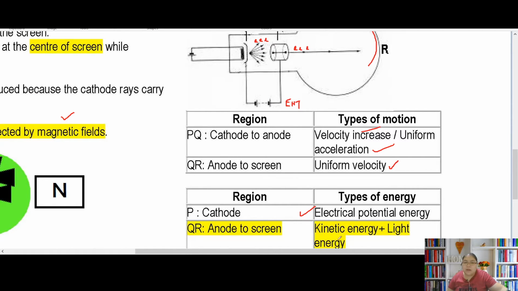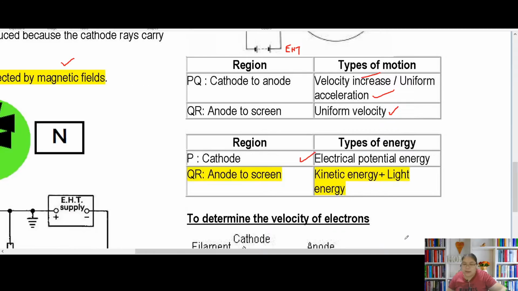So anode go to the screen is what energy that changes? There's kinetic and also light energy. Okay, the electron moves fast, at uniform velocity. When it hits the screen, it produces the light. So from here, kinetic energy converts to light energy.